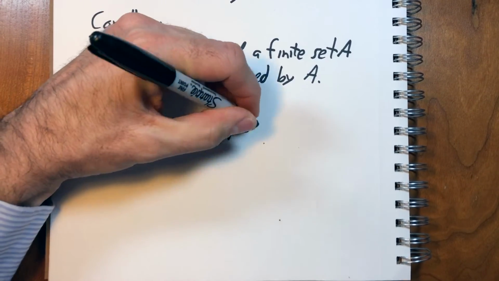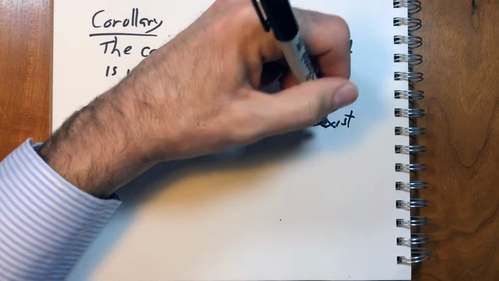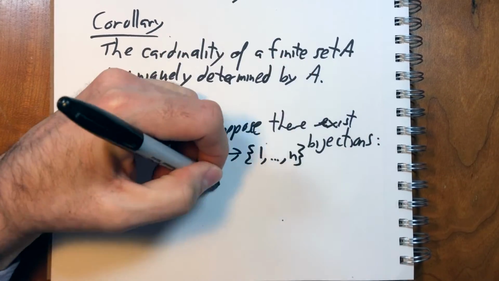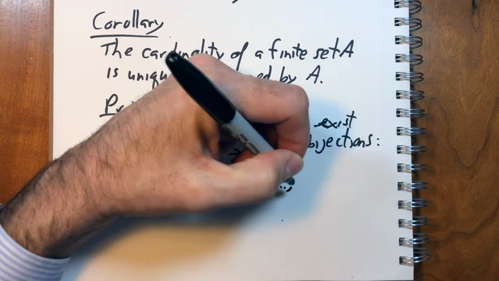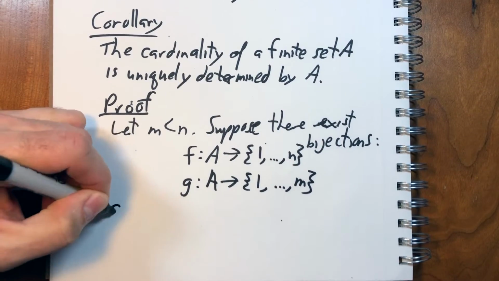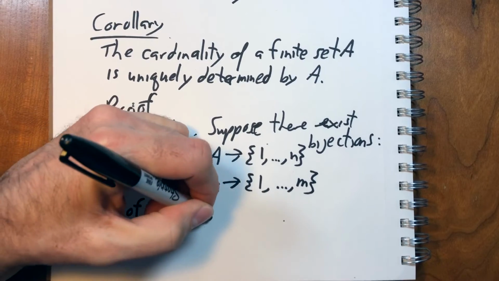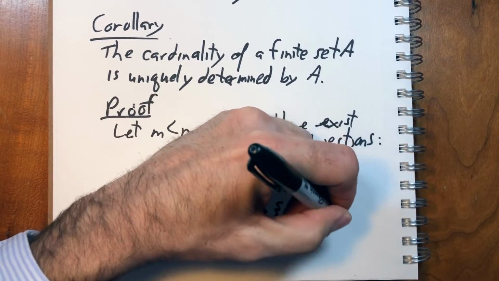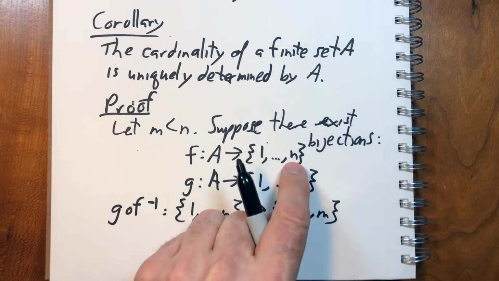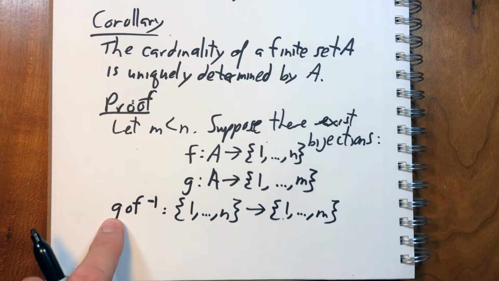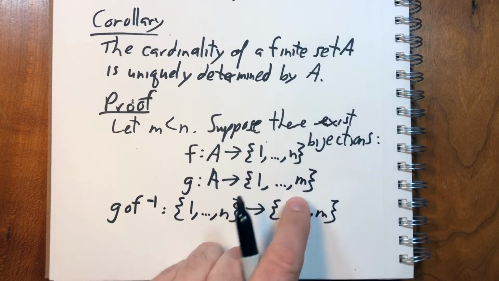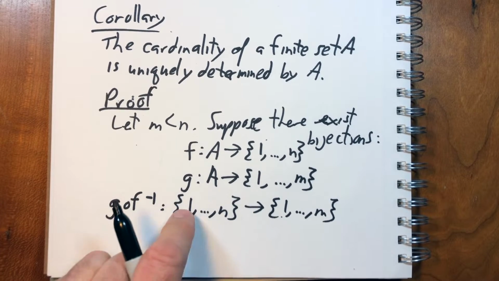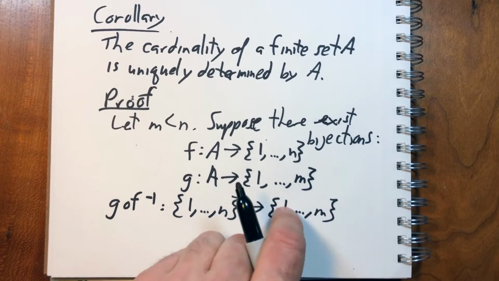So suppose there are two bijections, f, which goes from A to the section from 1 to n, and g, which goes from A to the section from 1 to m. Then we can take a composition of g with the inverse of f. So the inverse of f goes from 1 to n to A, and then g goes from A to 1 to m. So the composition g circle inverse of f goes from 1 to n to 1 to m.